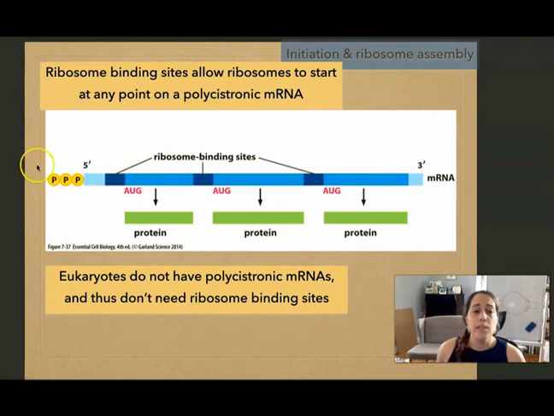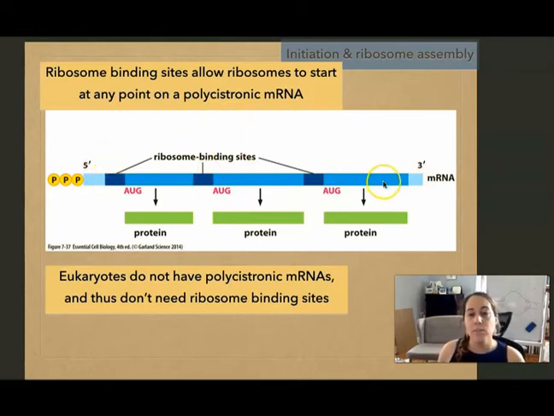So even for the prokaryotic mRNA, we have those 3 phosphates, which indicate that that is the 5' end of an mRNA. And in addition, we have these sequences called ribosome binding sites. The ribosome binding sites are upstream of the start site. So we see here the AUG, that is a start site, and then upstream of that, we have a binding site. We also have a non-coding region between the 5' end and the ribosome binding site, and also a non-coding region here, at the 3' end.